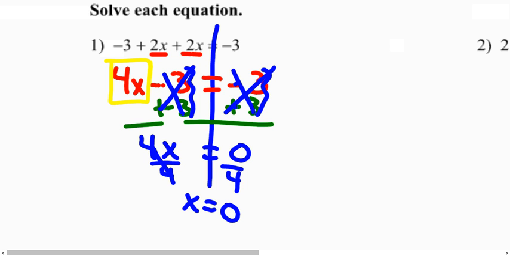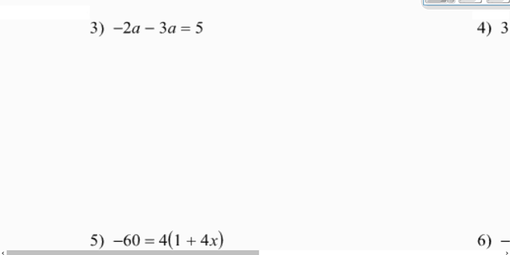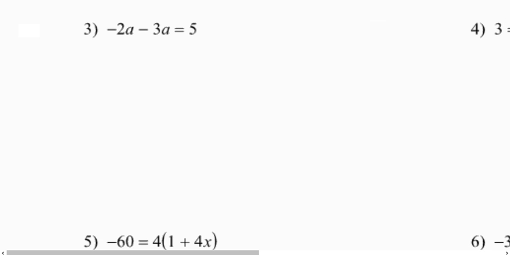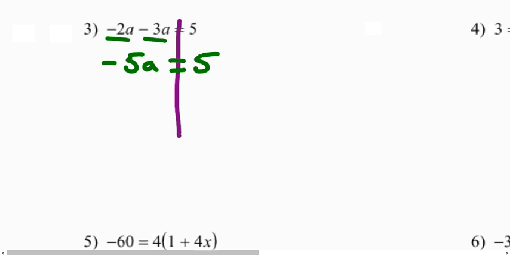All right, moving on to the next one. Okay, here we go. So I'm going to draw a line down my equal sign. First thing I'm going to do is I look over here and I've got 2 like terms. Negative 2 minus 3 gives me negative 5a equals 5. Then I'm going to divide both sides by negative 5. Those will cancel, and a is going to be equal to negative 1. All right, let's do one more of those.